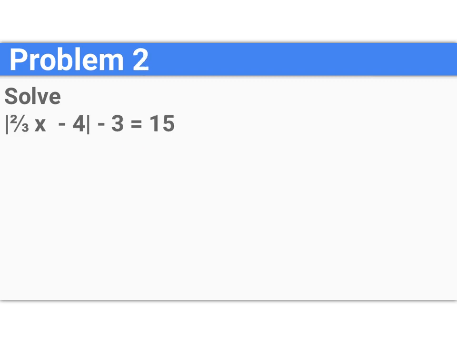Okay, so let's do a little math here. The first thing we're going to do is add 3 to both sides, because an absolute value is considered a grouping. So now the absolute value of 2/3 x minus 4 equals 18. So we're going to solve 2/3 x minus 4 equals 18. And conversely, we're going to solve 2/3 x minus 4 equals negative 18.